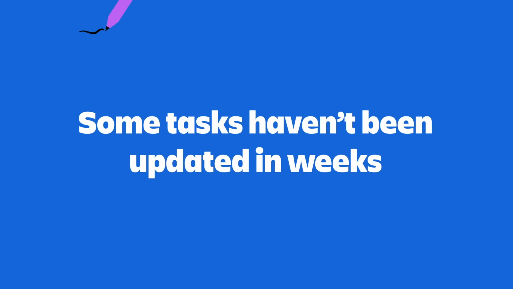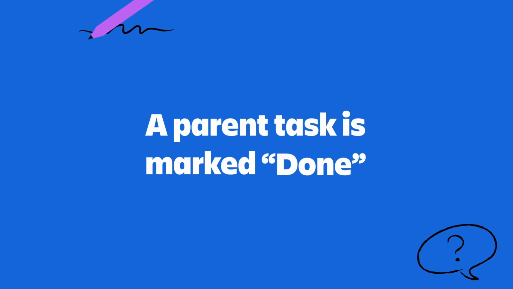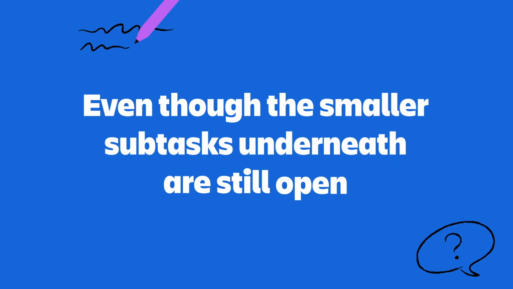Starting with one of the most helpful use cases, keeping your project organized and up to date. Simply put, there are a lot of times when your Jira board can get a little bit messy. Maybe some tasks haven't been updated in weeks, or a parent task is marked done, even though the smaller tasks underneath it are still open. It happens all the time, and it makes it really hard to tell what work items are actually finished. Luckily, with automations, Jira can keep everything updated for you automatically.